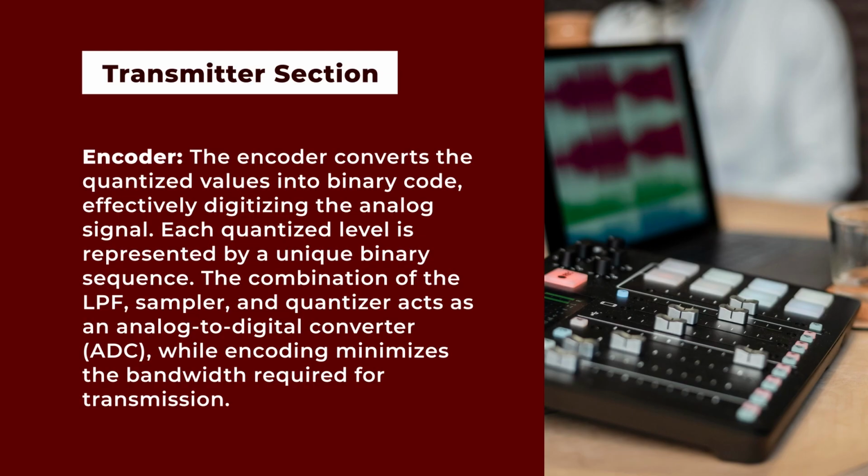Now we discuss the encoder. The encoder converts the quantized value into binary code, effectively digitalizing the analog signal. Each quantized level is represented by a unique binary sequence. The combination of the low pass filter, sampler and quantizer acts as an analog to digital converter, that is ADC, while encoding minimizes the bandwidth required for transmission.